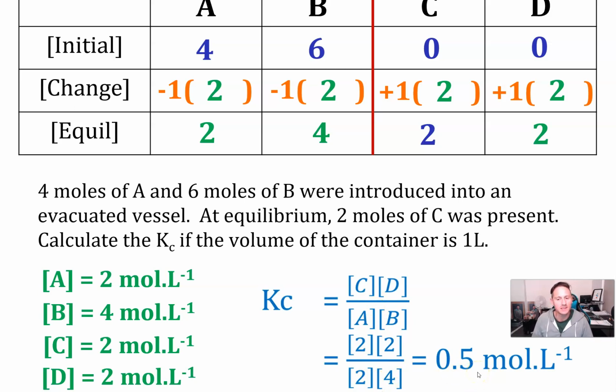If Kc is less than 1, is this favouring the forwards or the backwards reaction? See if you can remember that. It is favouring the backwards reaction. So that means at equilibrium, the concentration of reactants would be greater than the concentration of products. And that's the case. We've got 4 and 2 compared to 2 and 2.